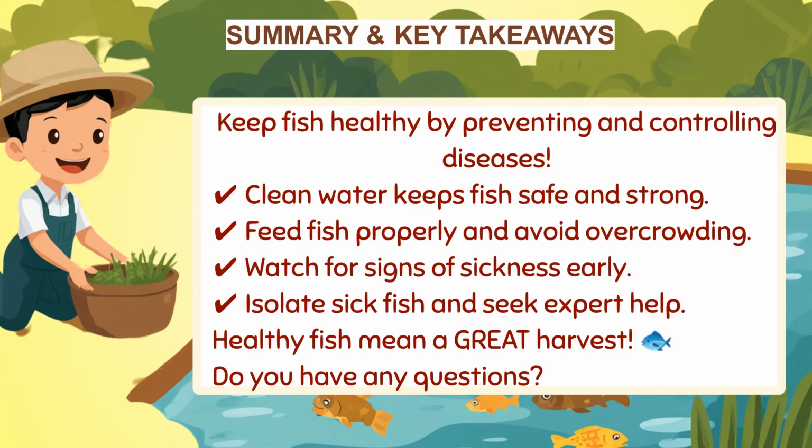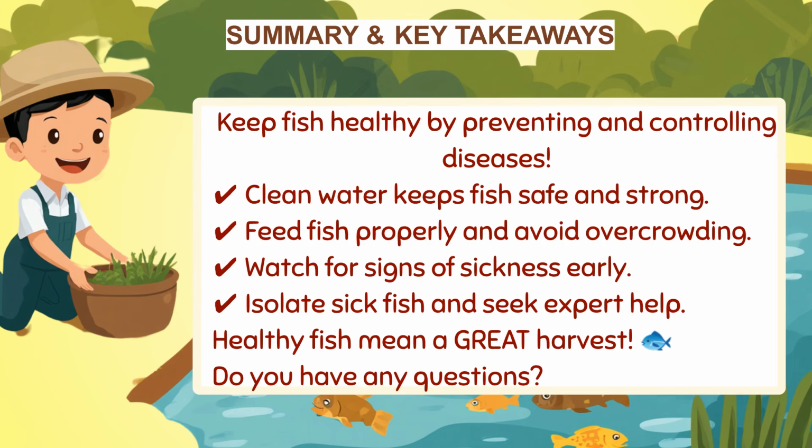Before we end our lesson, let's review the important things we have learned about the prevention and control of fish diseases. First, remember that clean water keeps fish safe and strong. Maintaining good water quality is one of the most important ways to prevent diseases. Second, feed fish properly and avoid overcrowding. Give them nutritious food in the right amount, and provide enough space for them to grow comfortably.